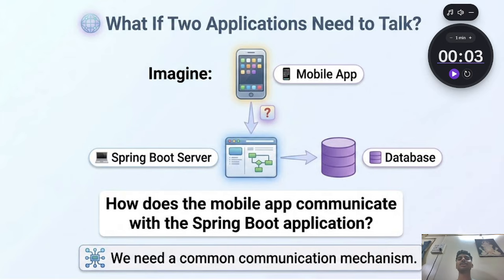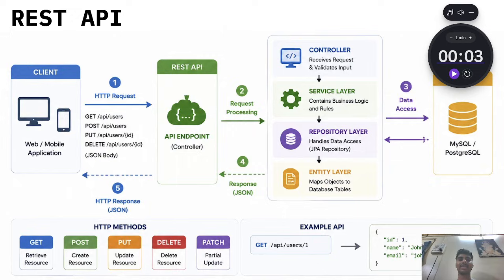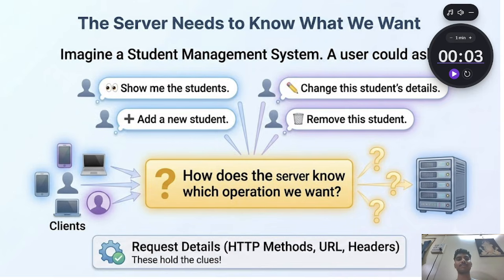What if two applications need to talk? For example, imagine a mobile app, the Spring Boot server, and the database. How does the mobile app then communicate with the Spring Boot application? Let's see. REST APIs are basically API endpoints which control the service layer and the Spring Boot main embedded servers. Here you can see an example has been given.